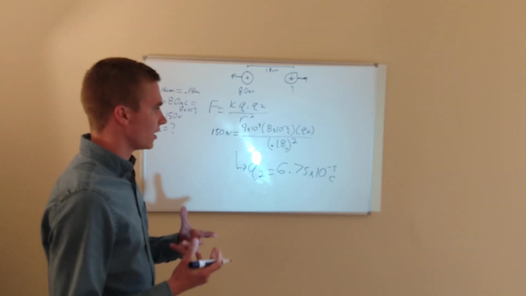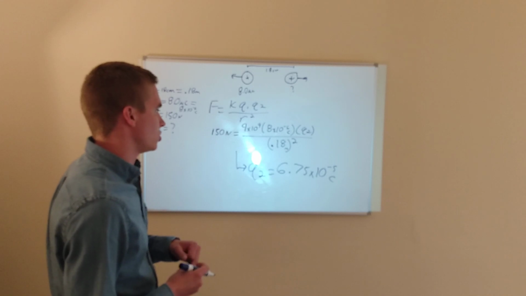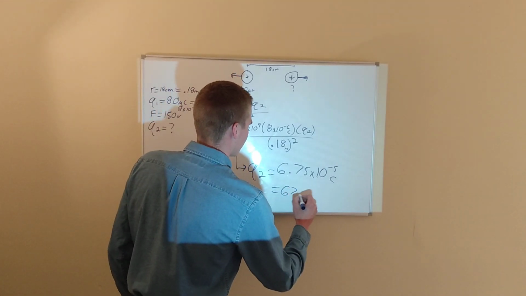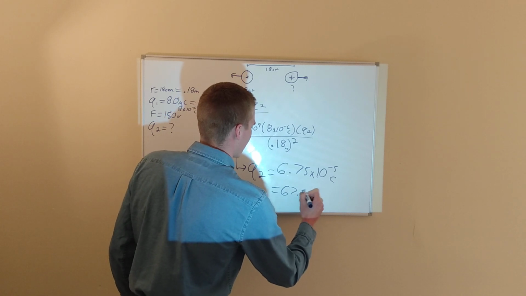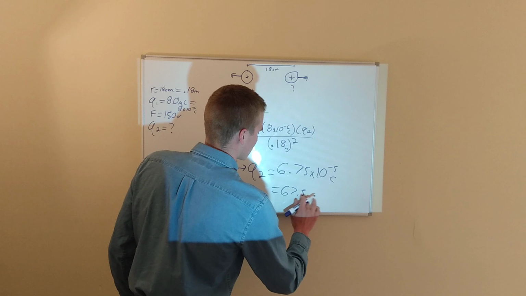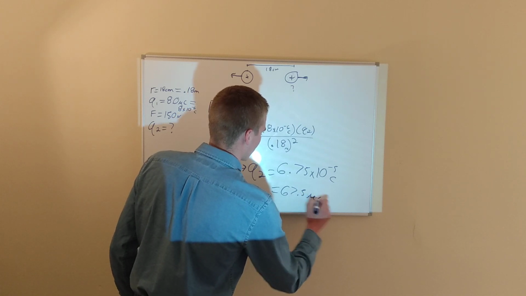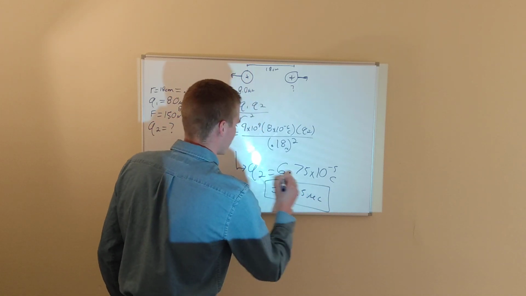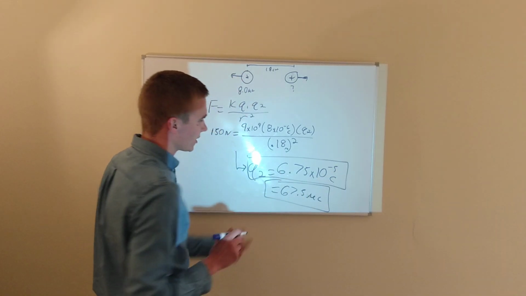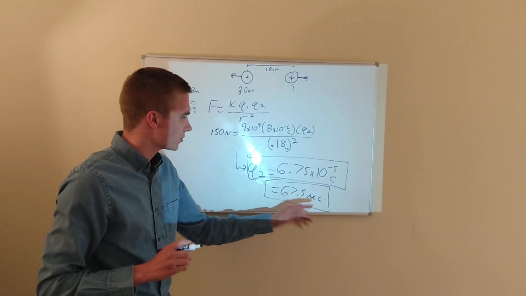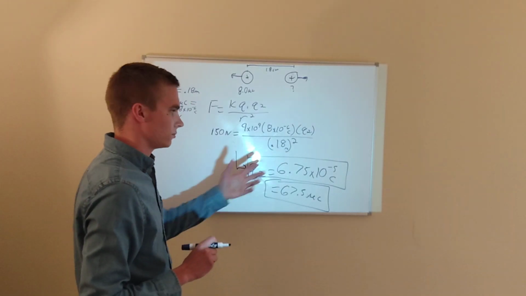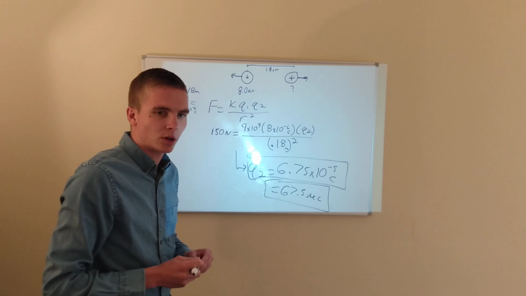If you really wanted to get fancy with it, you can write it as 67.5. This actually converts to microcoulombs. Okay, so either answer is completely fine. If I ask for it specifically in microcoulombs, then of course you need to make that conversion. If not, this is completely fine as well.